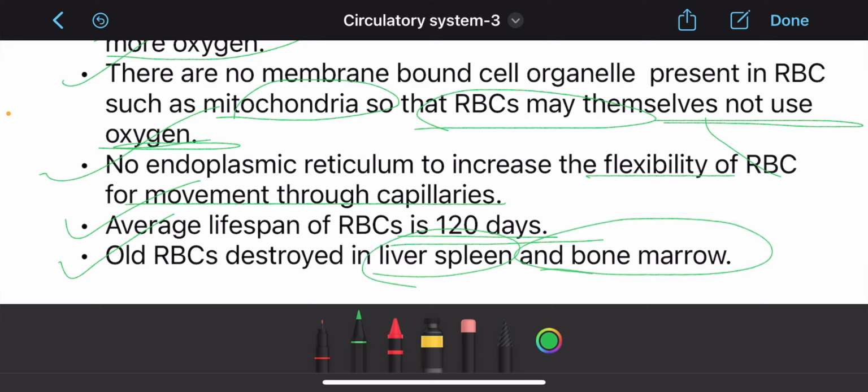With this, we are ending our discussion based on the cellular component RBC.